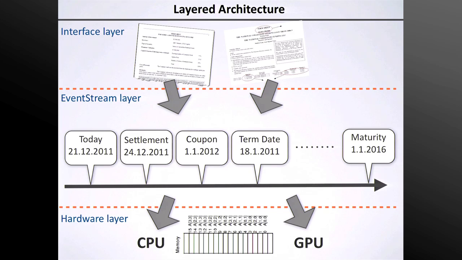What we do is we transform each instrument you can imagine into a subsequent event stream, meaning basically, an instrument is nothing else than dates, and on certain dates there's a happening or an event. And so we transform each instrument into something like an event stream, and then we have a hardware layer. With this event stream layer, we go to the hardware, and what we do is basically arithmetic operations on arrays of numbers.